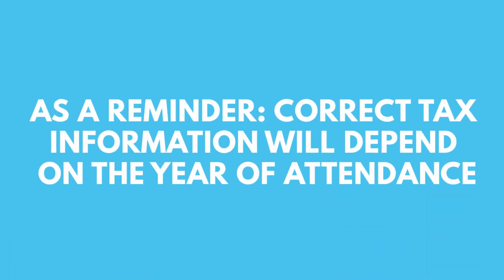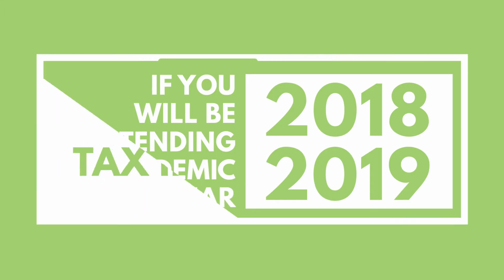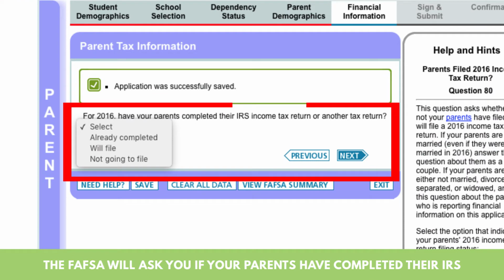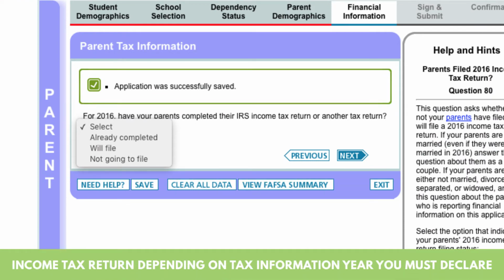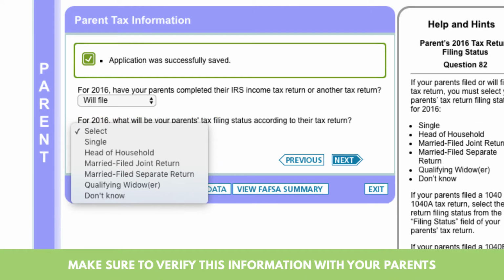As a reminder, correct tax information will depend on the year of attendance. If you will be attending the 2018-2019 academic school year, you will use 2016 tax information. The FAFSA will ask you if your parents have completed their IRS income tax return depending on the tax information year you must declare. You will also be asked for your parents' filing status. Make sure to verify this information with your parents.